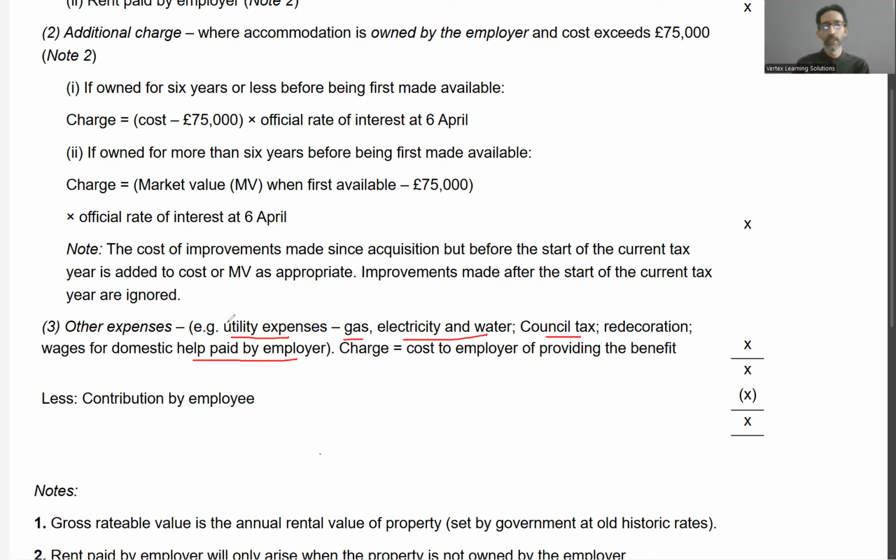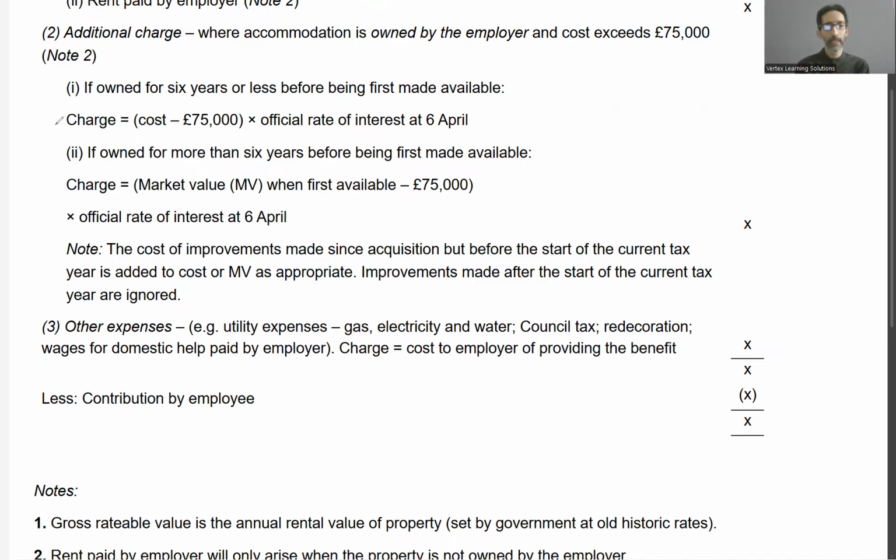Okay, so there is no percentage applied. Whatever expenses are paid become part of your benefit. So whatever is the cost to the employer will become the benefit. Okay, and if there is any contribution made by the employee, that can be deducted. Okay, so I hope this is clear on how to calculate the accommodation benefit.